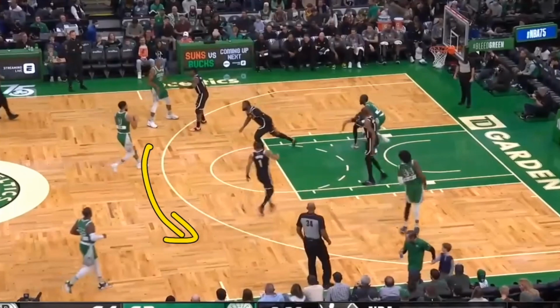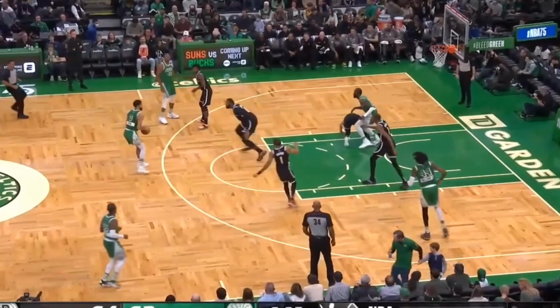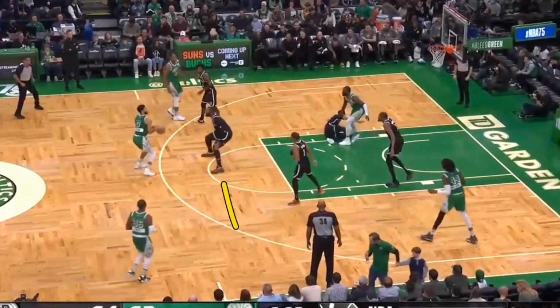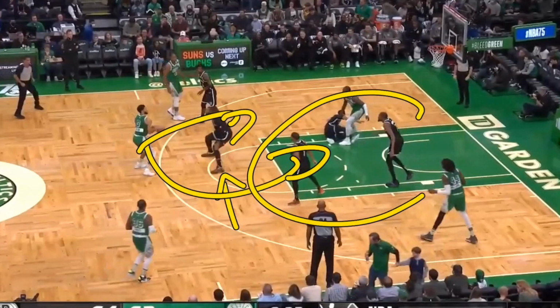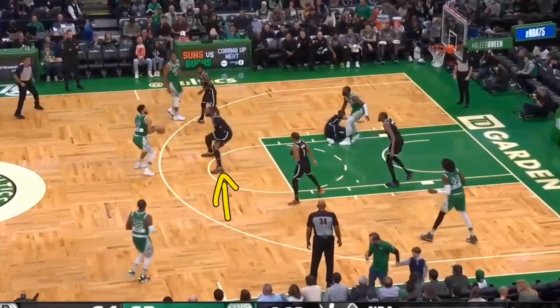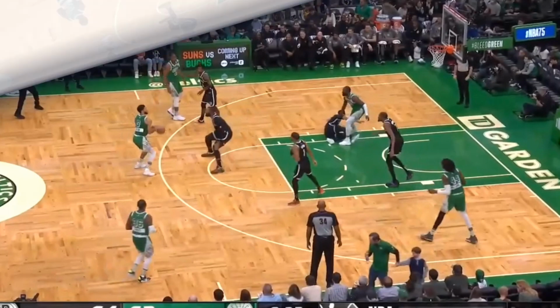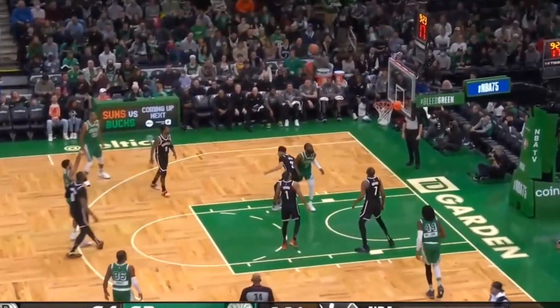or he could swing that ball easily, but because his defender is playing on his heels, he's not playing him tight. Look at this, on his heels. He could easily drive past him, but then he's got three defenders to deal with. So if you see a defender who's giving you distance, even early in the shot clock, don't be afraid to pull up for your three.